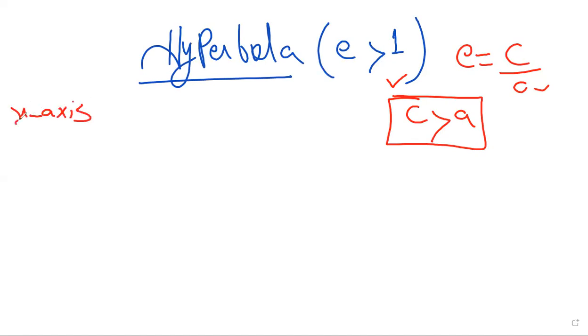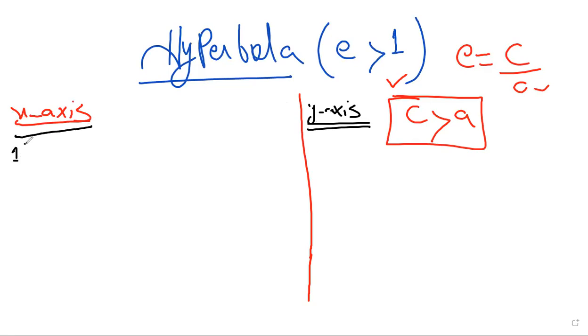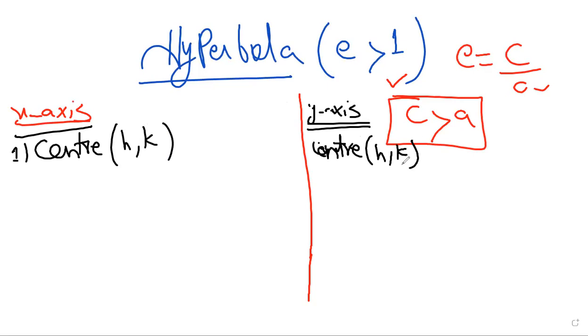A hyperbola lies on the x-axis as well as on the y-axis. Number 1, the center point is denoted by (h, k).